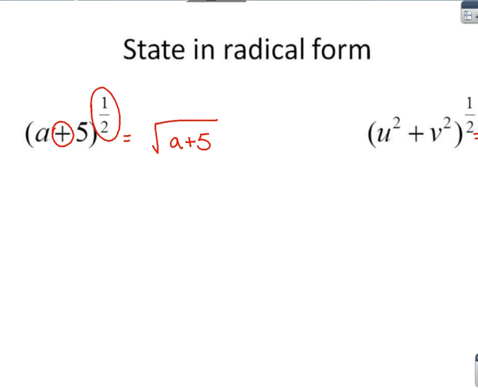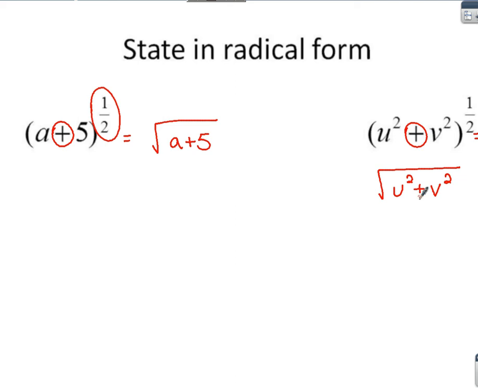Finally, on this last one here where we're converting to radical form, same thing. I can't use a power-to-power rule because what I have inside the parentheses here is a sum. It's not a product, it's not a quotient. So instead I would just write the square root of, since everything's being raised to the 1/2 power, the square root of that quantity, u squared plus v squared.